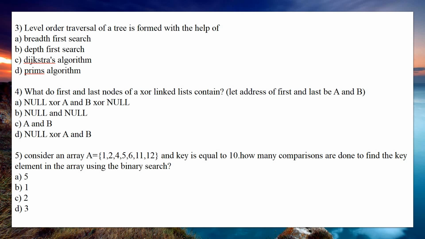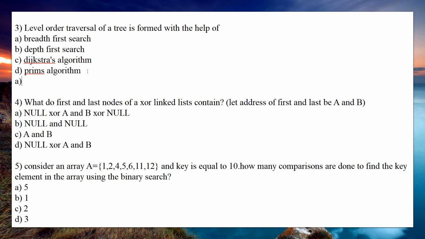So the level order traversal of a tree is formed with the help of, so the level order traversal means you can say breadth first search is the correct answer for this question. Depth first search will go for the depth search, and here they have told each level. So level order traversal is formed with the help of breadth first search. That is option A. It will check for each level and perform the breadth first search. So option A is the correct answer for this question, which is breadth first search.